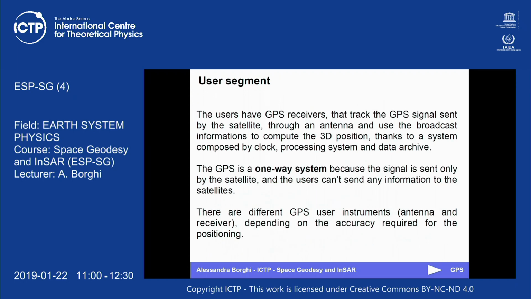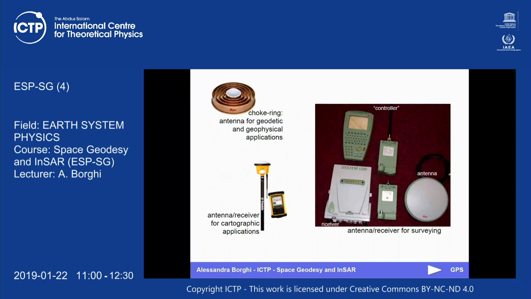The user segment is the GPS receiver, and we receive the signal from the satellite. It's a one-way system, of course. We have very different types of receiver. Probably I put a slide. The core is an antenna. We need an antenna to capture the signal coming from the satellite. In some systems, you cannot see where the antenna is. It's like a microchip, and you cannot distinguish the antenna from the other parts.